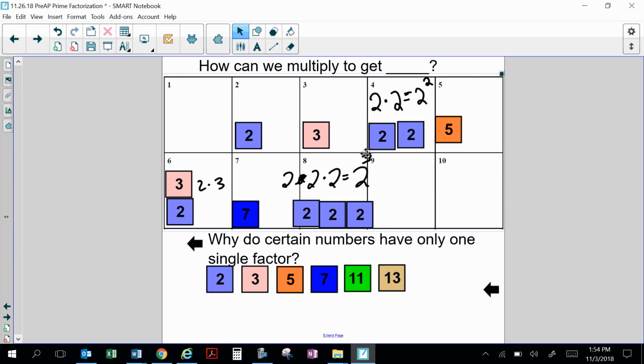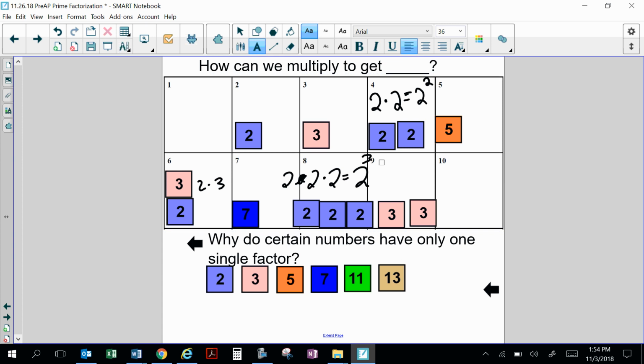3 times 3. So I'll put it 3 times 3. And let's write it down. It's 3 times 3, and let's write it using exponents. How many times did the factor 3 repeat itself? Twice. So it's 3 squared.